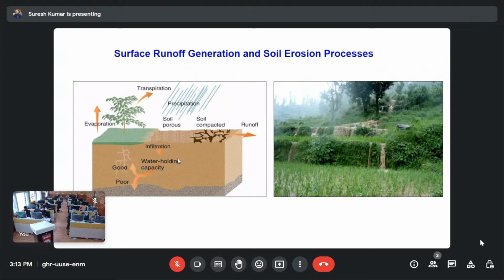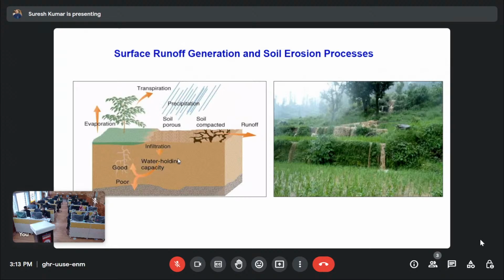Then what happens? The rain intensity becomes less, and therefore rainwater enters into the soil through infiltration. So vegetation cover reduces your soil erosion.